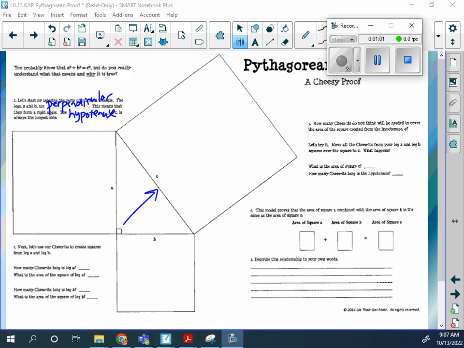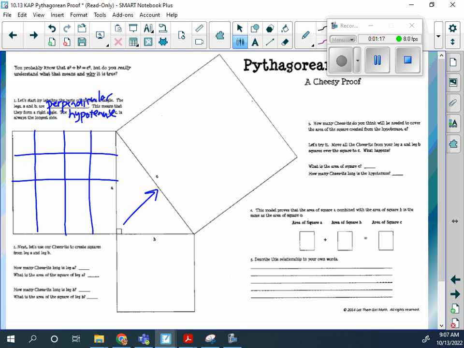Okay? Okay, so you filled in what went for square A. How many Cheez-Its did it take to fill up square A? 16, right? So yours with Cheez-Its, which was way more fun than me just drawing it, looks something like this, okay? So down here it says, how many Cheez-Its long is leg A? Meaning, how long is it right here? 4. Fill that in on your notes page. What is the area of the square of leg A? 16. And you knew that again because it took 16 Cheez-Its, right?